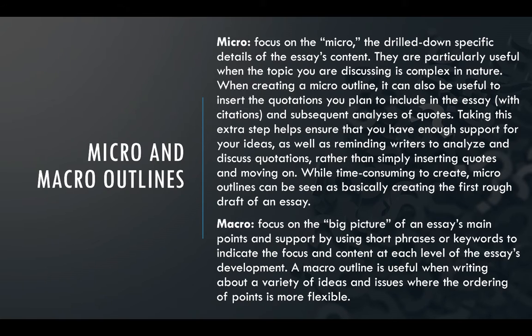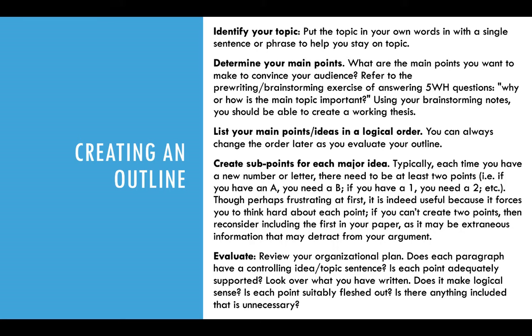It's going to be a big picture idea where you give me your thesis and then you give me topic sentences that show the reasons that you are using from your thesis to support your argument. So when we go to creating an outline, first you have to identify your topic, which of course you have already done. Put that in your own words in a single sentence or phrase to help you stay on topic. And then determine your main points. So what are the main points you want to make to convince your audience of the argument about your topic?